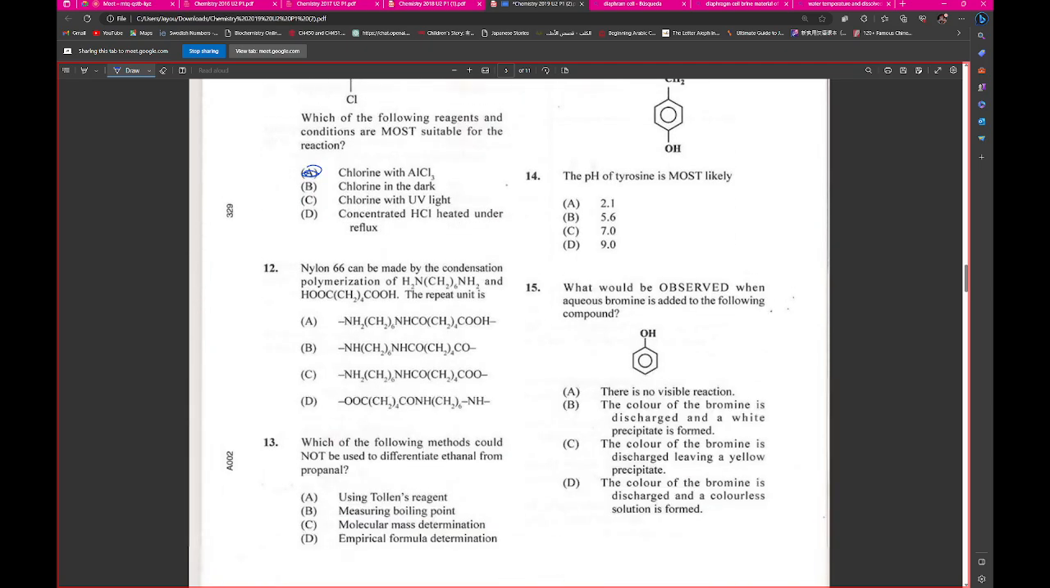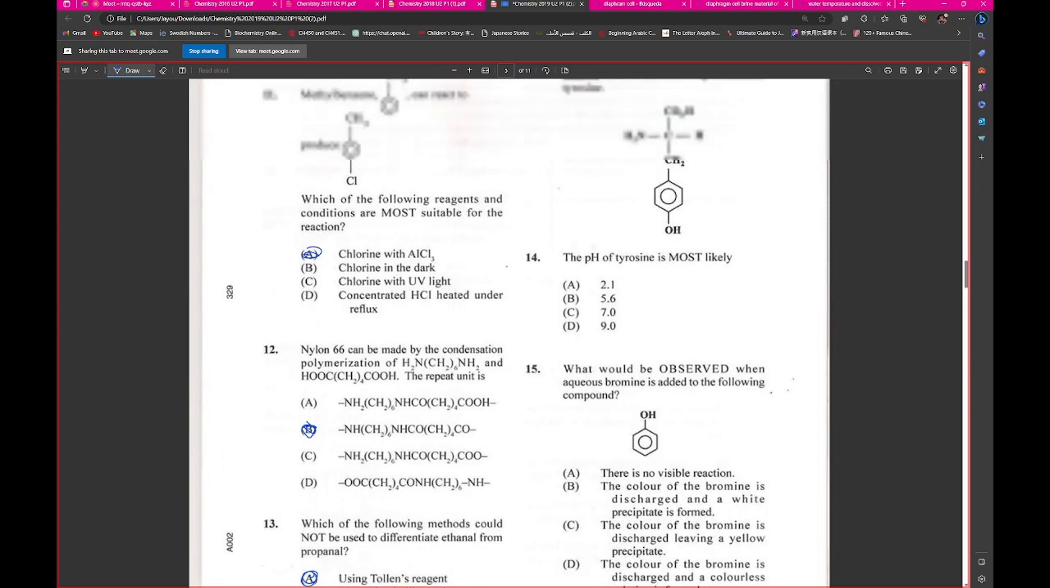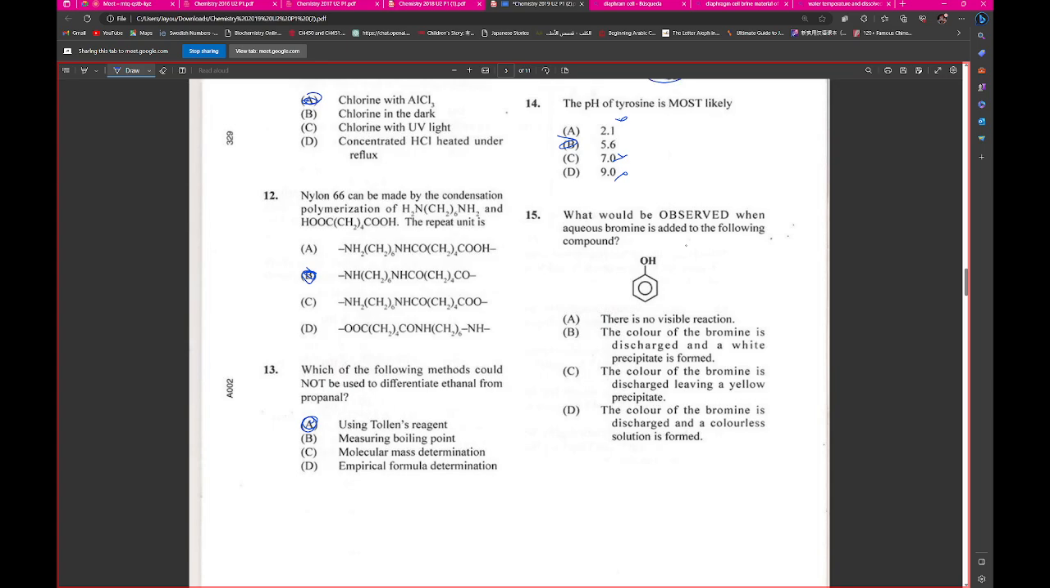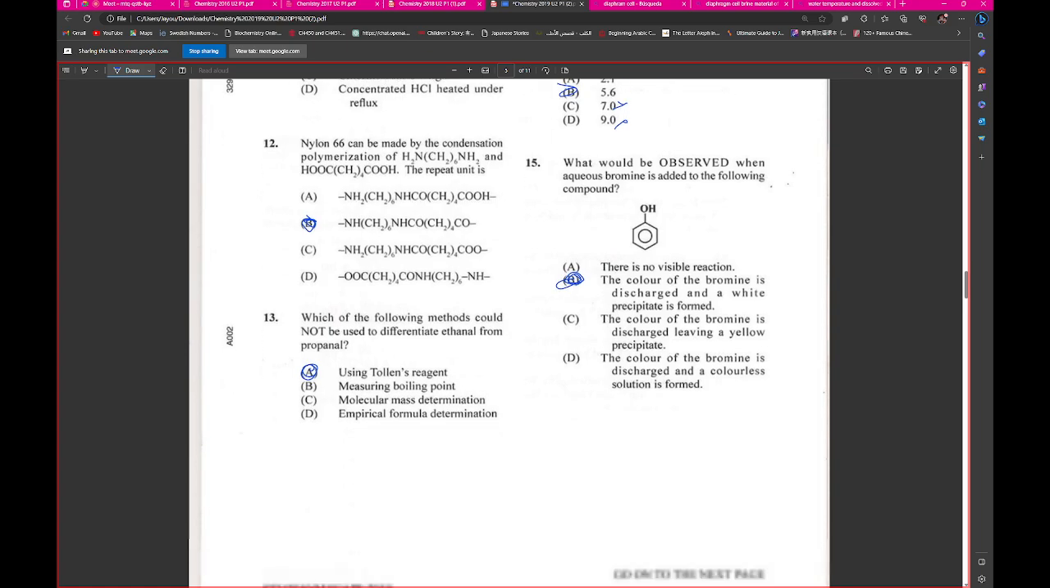Down here we're looking at another repeat. Right, so the following, another repeat. Let's look at this tyrosine. The pH of tyrosine will most likely be 5.6. So we have an acidic group up here, and we have a slightly acidic group here, and we have a basic group here. So it wouldn't be too acidic, and it wouldn't be too basic, and it would never be neutral. So the answer should be 5.6. What would be observed when aqueous bromine is added to this? We know that the color should disappear and a white precipitate is made. That is a repeat as well.